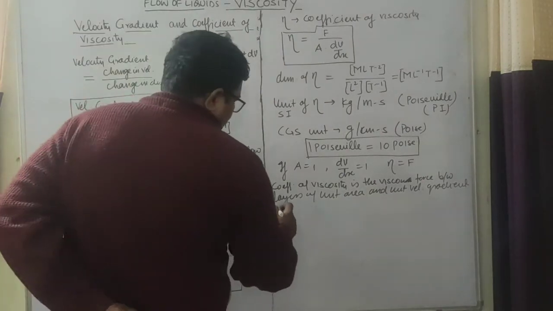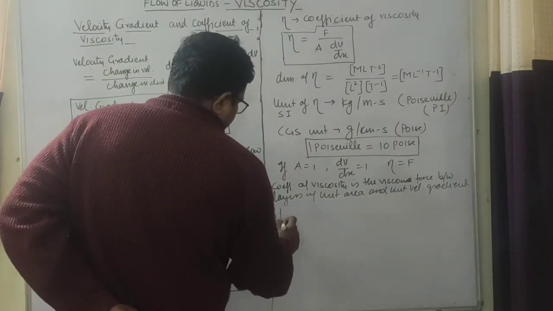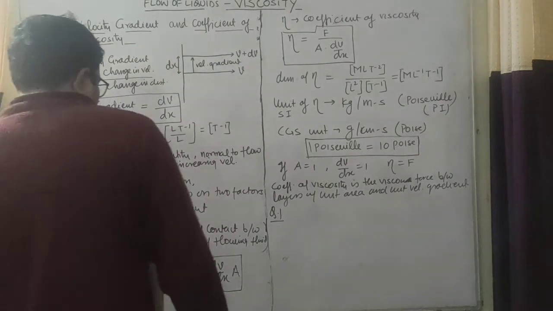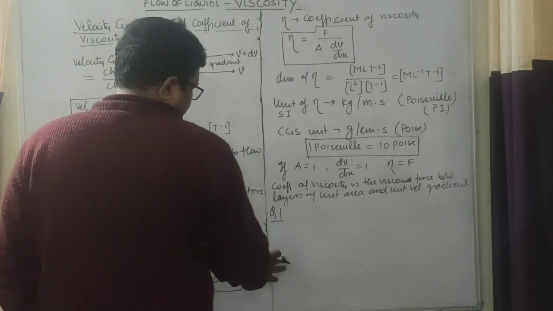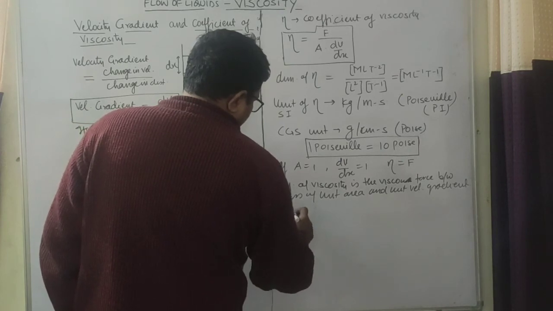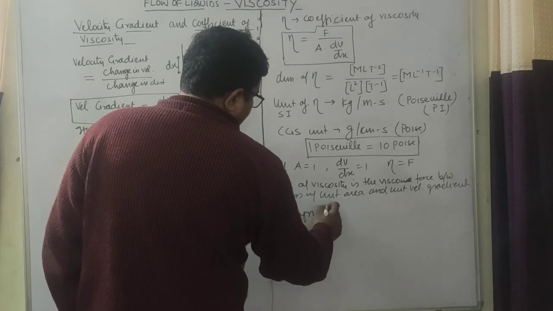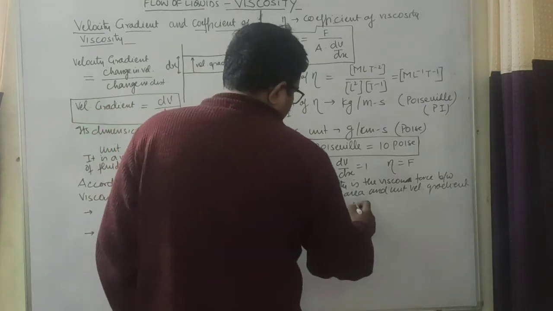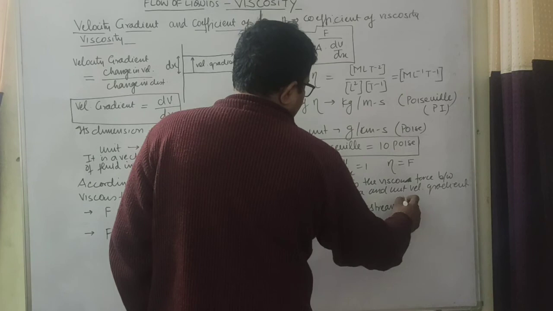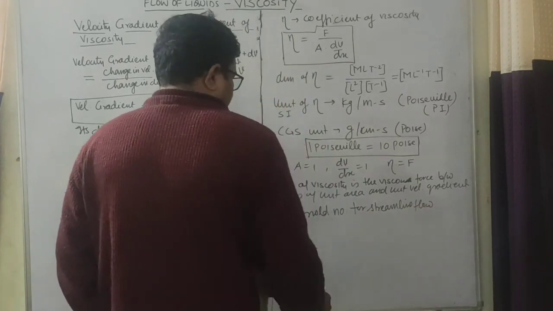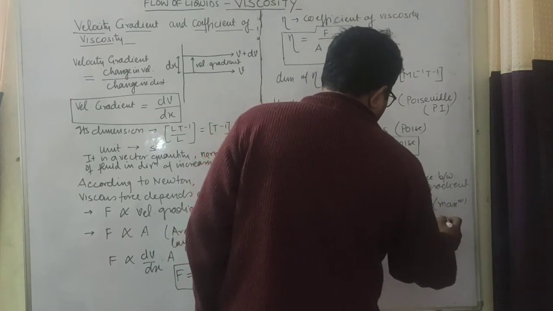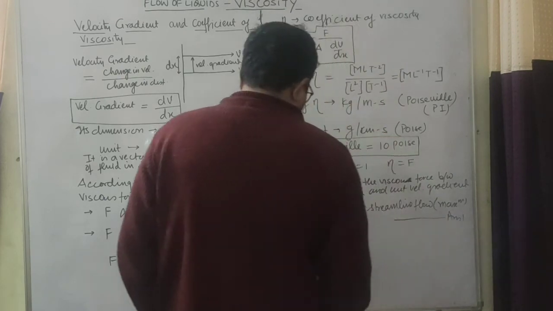Now I am giving you 2 questions for Google form. Question number 1 is, write the Reynolds number for streamline flow, that is maximum. This is for Google form, answer number 1.